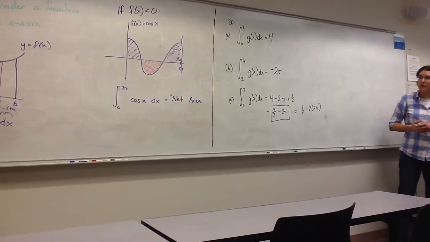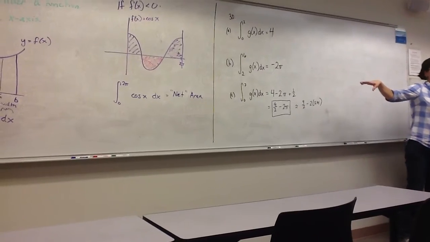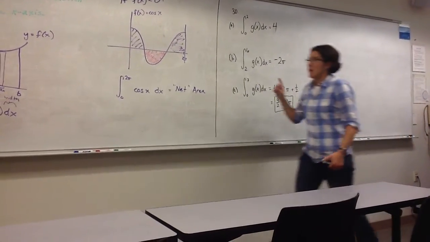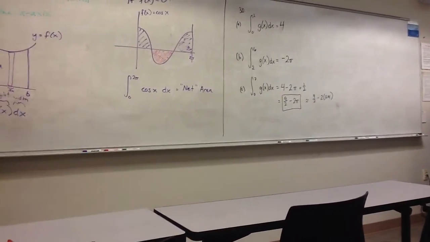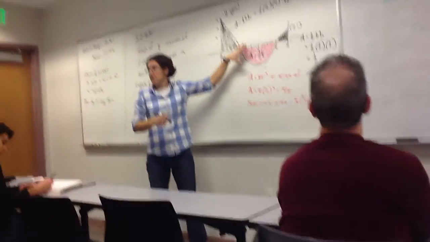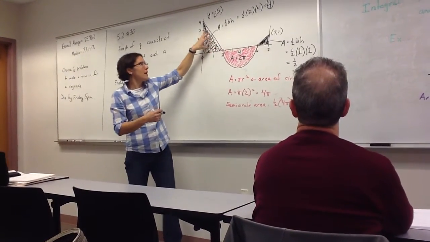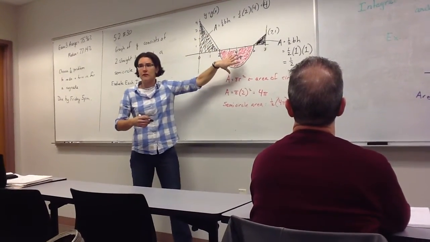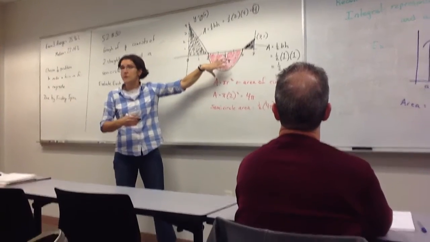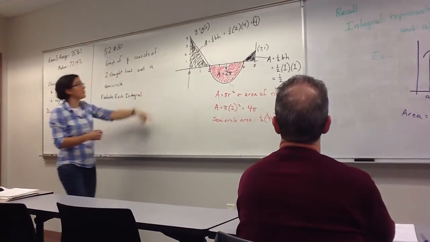All right. So the purpose of this question was to identify two things. Number one, that a definite integral is talking about area, and in particular, net area, because we're talking about area above the x-axis minus the area below the x-axis. Are there any questions about number 30?